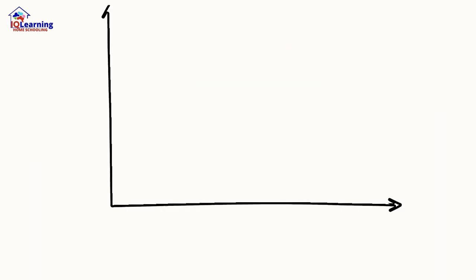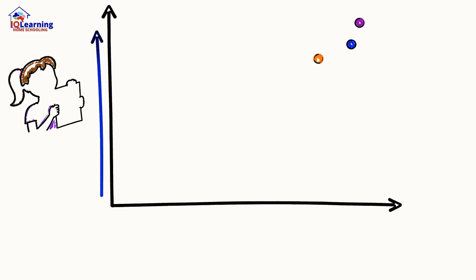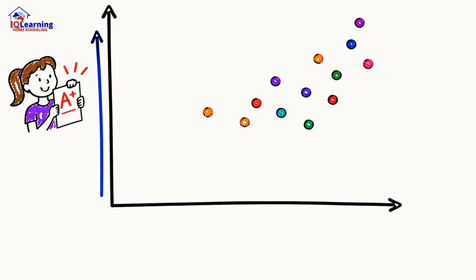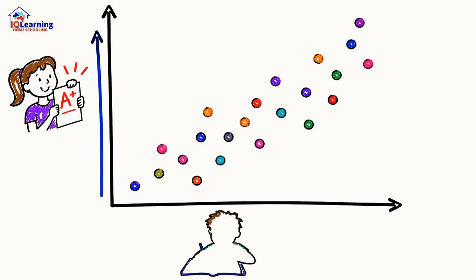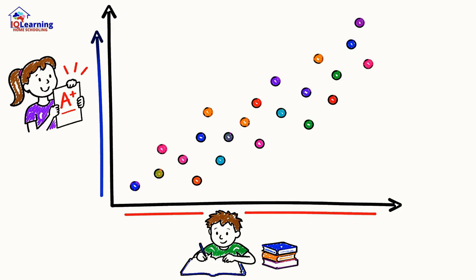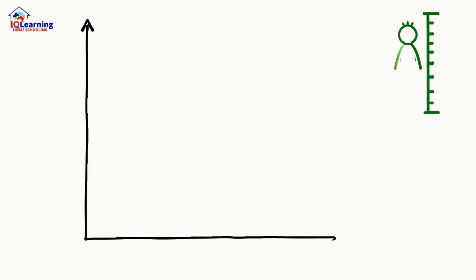Imagine a graph. On the bottom, x-axis, you plot the independent variable, the thing that might cause a change, like hours studied. On the side, y-axis, you plot the dependent variable, the thing being affected, like your test score. Each person's data becomes a single dot on the graph, creating a scatter of points. The pattern of these dots tells a story.